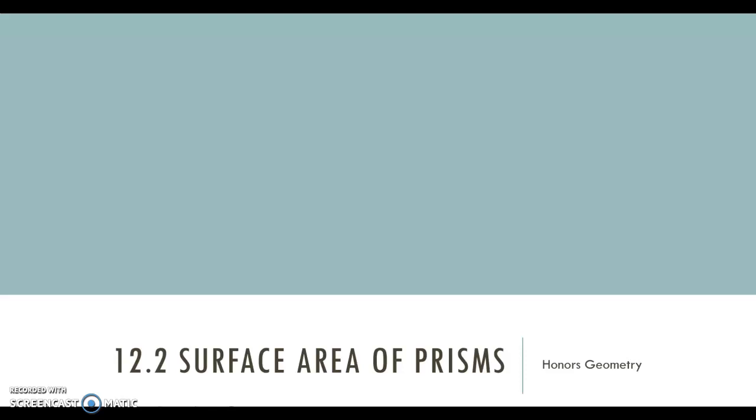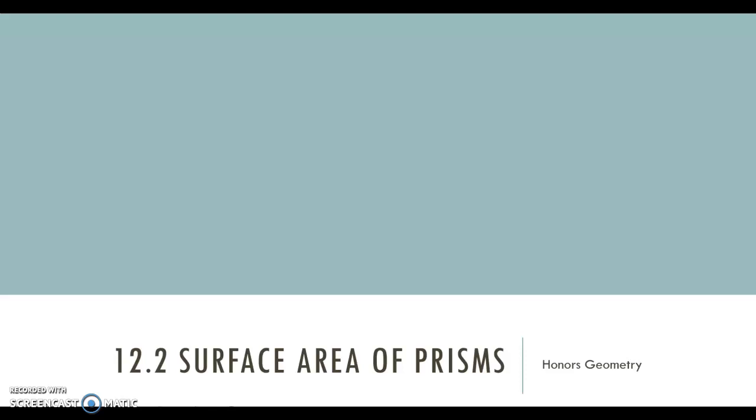So for this next unit, we are going to be looking at three-dimensional figures now, not just two-dimensional figures as we were in the last unit. And we are going to be looking at surface area and volume of these three-dimensional figures. So the first figure that we're going to look at is prisms, so rectangular prisms or triangular prisms, any type of prism. And we are going to look at surface area first.